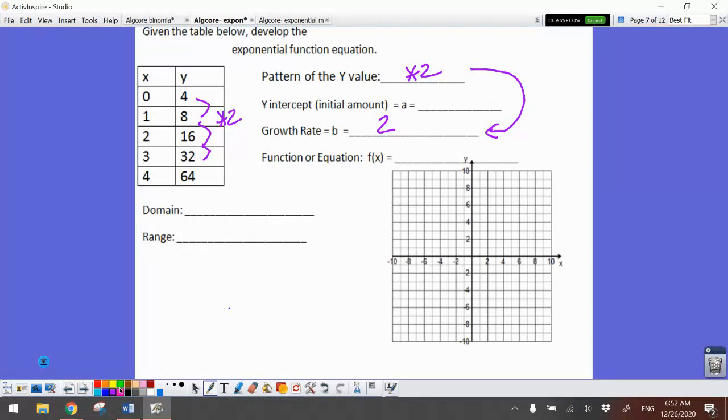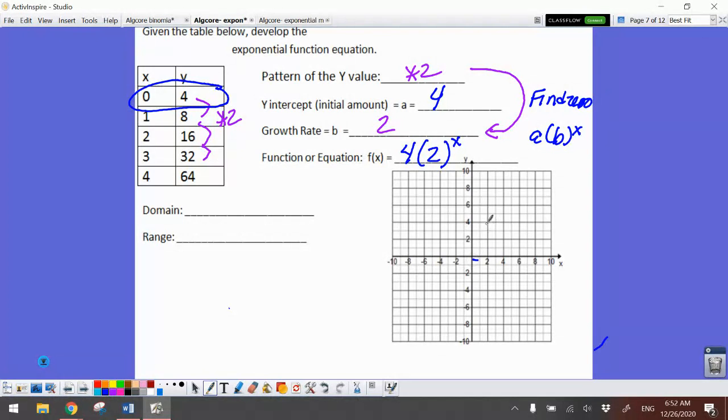Now, y-intercept, remember we said you got to find the 0. So if I find my 0, I see that we're starting at a 4. So to write my function, it's a times b to the x. So my a value, my starting point is 4. I am multiplying by 2. It has a power of x. So 4 times 2 to the x. That's the function.